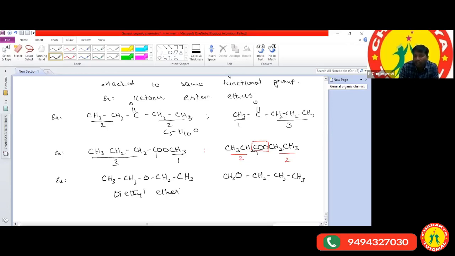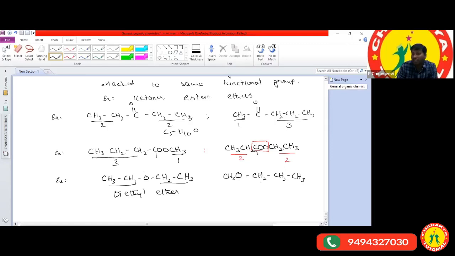Sir, how are you telling that it is diethyl ether? Here, on both sides we have an ethyl group only. Both the left side and the right side contain an equal number of carbon atoms. So due to that reason I wrote it as diethyl ether. Diethyl ether is the common name.